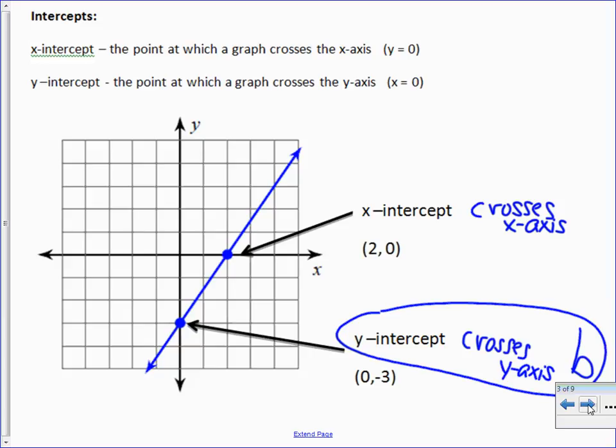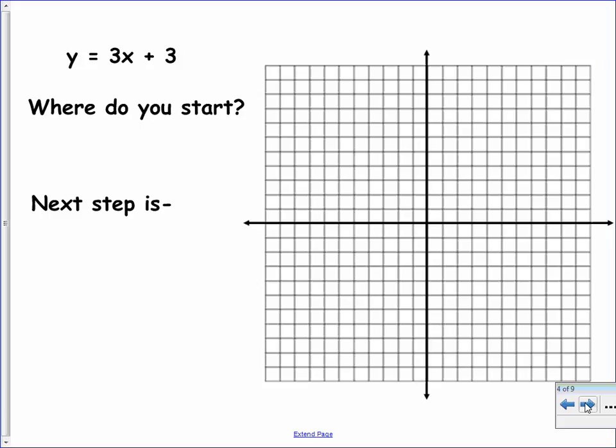Again, the y-intercept is where it crosses the y-axis. My x-intercept is where it crosses the x. For this case, my b represents the y-intercept. Okay, here's my first equation. Y is equal to 3x plus 3. I would like you to write y equals mx plus b above that top equation. Everything is lined up, so let us identify the components.